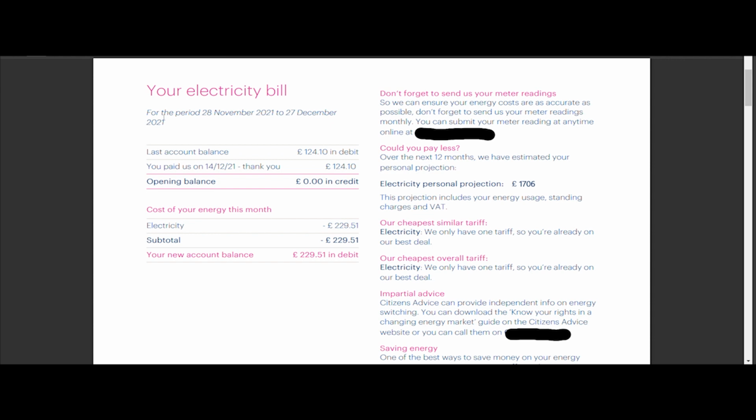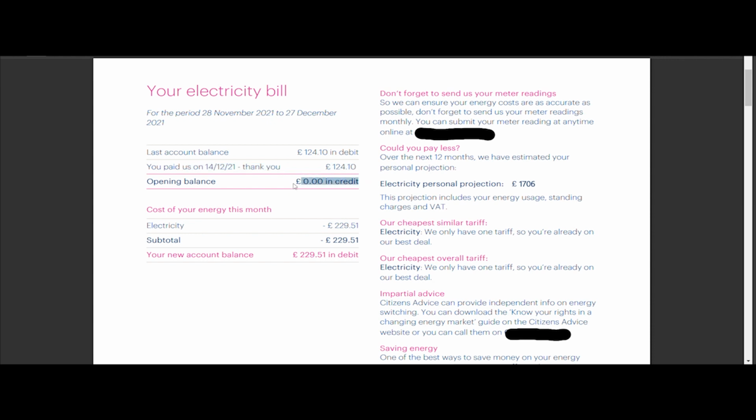The first thing we should notice on the bill is the billing period that this bill is based on. This bill in this case is from 28th of November 2021 until 27th of December 2021, and this means that it's for 30 days. Then it shows the last bill, which was £124, and the payment which you made on the account, which was on the 14th of December 2021.